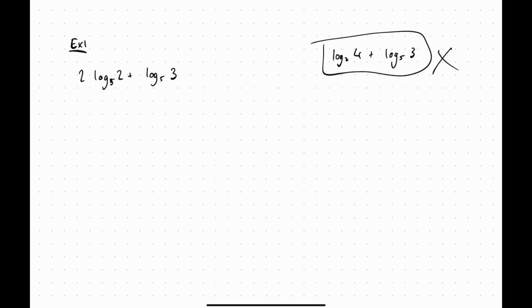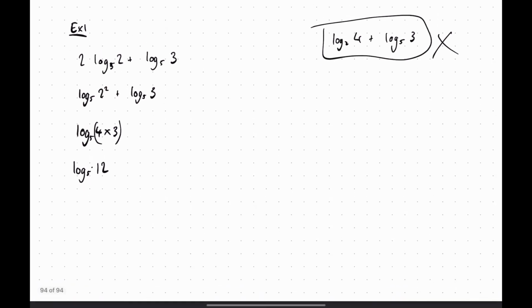Anyway, 2 log base 5 of 2 plus log base 5 of 3. In this question, you have to remember BIDMAS. Make sure you deal with the indices first. Because I've got 2 log 2, that's going to become log base 5 of 2 squared plus log base 5 of 3, which is the same as log base 5 of 4 times 3, which is log base 5 of 12. So deal with your powers before dealing with your multiplication. You should all know that by now.